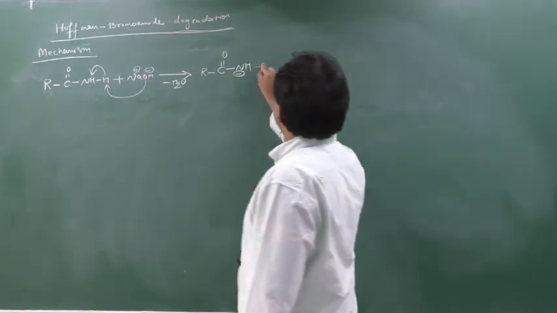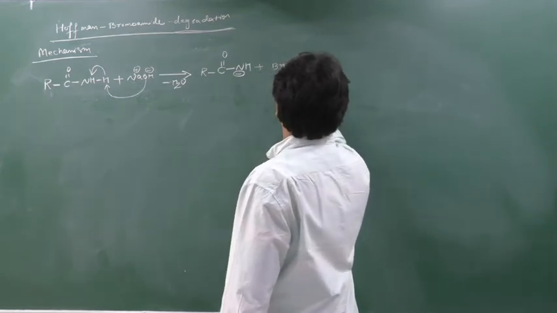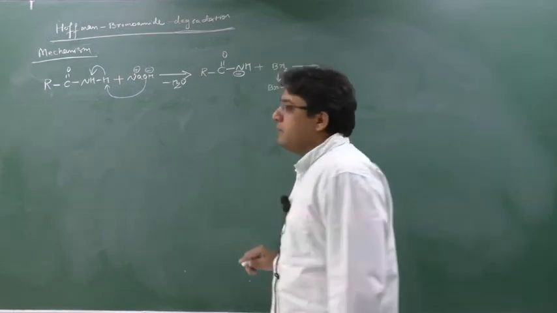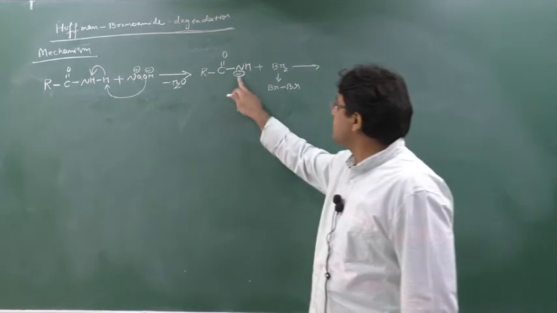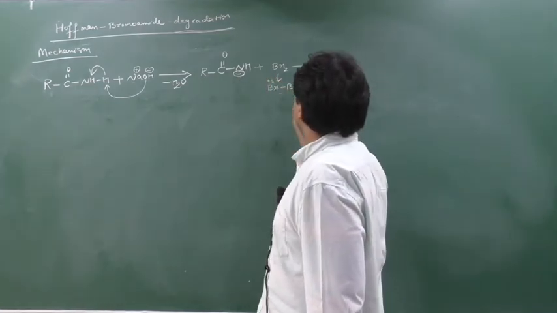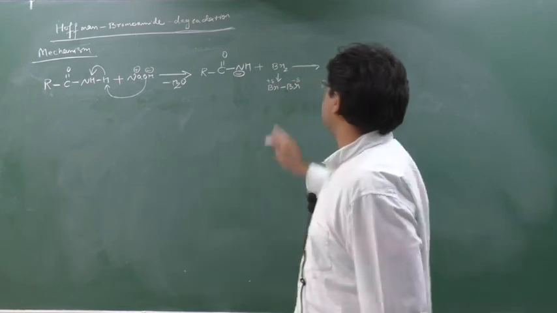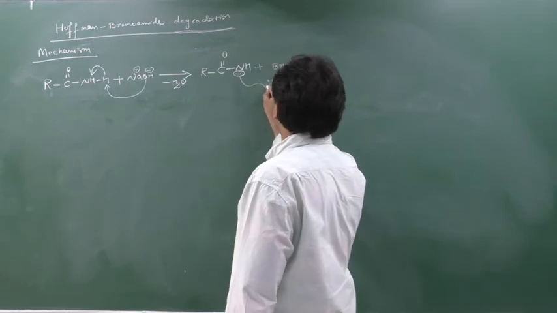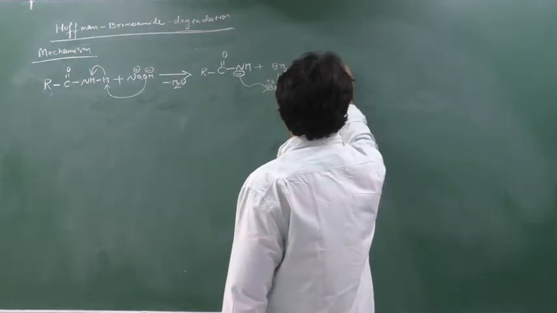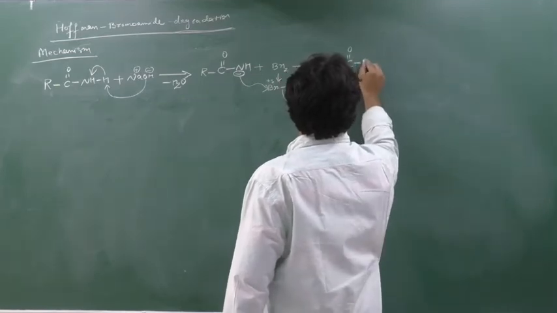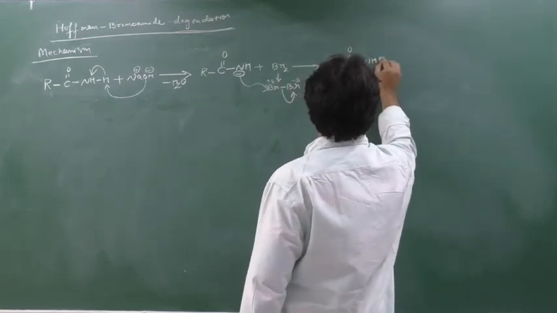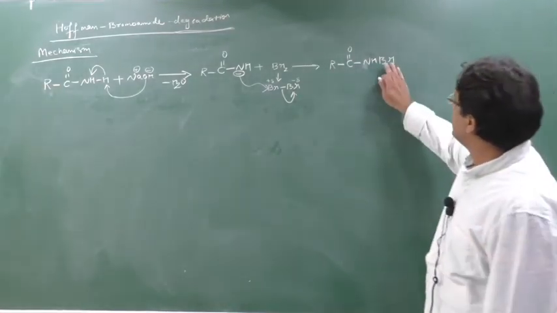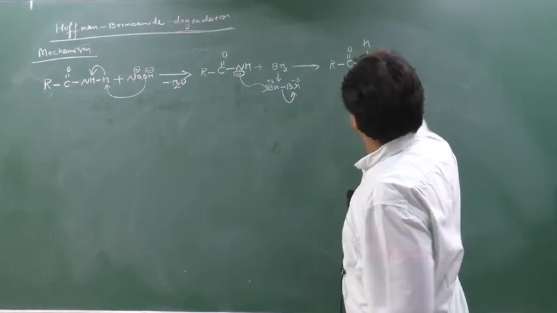Now the second step: bromine will come. How is it coming? This bromine is written as Br2, and it will develop a polarity. A dipole moment will be developed because there is a minus charge here, so there is a partially positive and a partially negative charge. Now this N minus will attack this Br, and Br will be released as Br minus. So we will get RC double bond O, NH, Br. This will be generated. Clear this part? Understood this step?